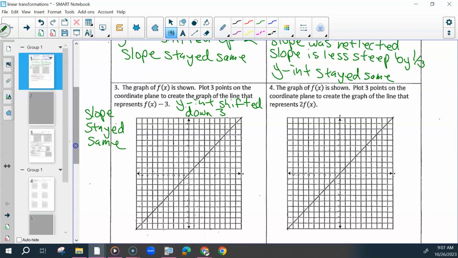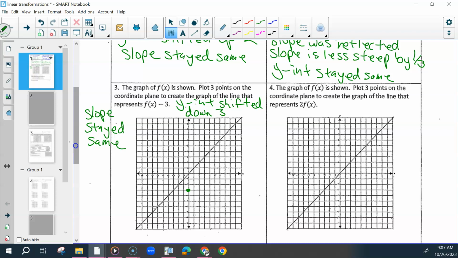So if the y-intercept shifted down 3, this is our original that is drawn. If it was at 0, 0, and it's been shifted down 3, where's our new y-intercept? At -3 on the y-axis. So your y-intercept is always going to be one of your points.